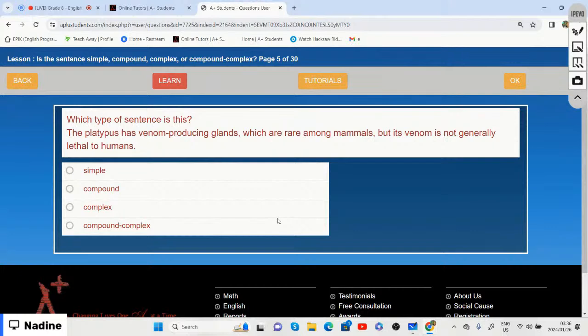Complex sentence is when we have a simple sentence that is also joined by a dependent clause. So yeah, and a dependent clause starts with a subordinating conjunction, right?